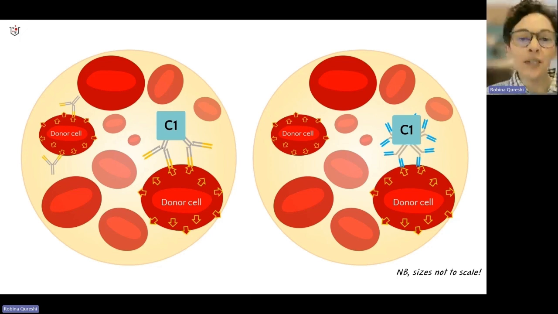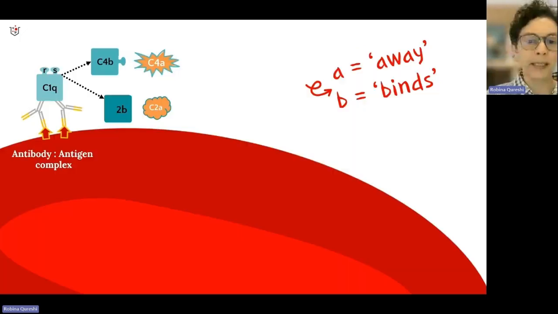So we've got two possible triggers. Like we said, we've got two IgG bound, very close together. C1 will attach to that and start things off. The second one is where we have IgM, and that just needs one binding, and C1 will attach to that. So what happens next? That's what we're going to look at.